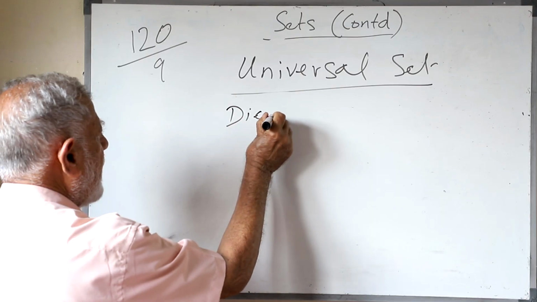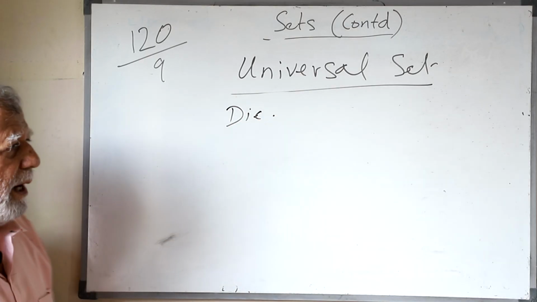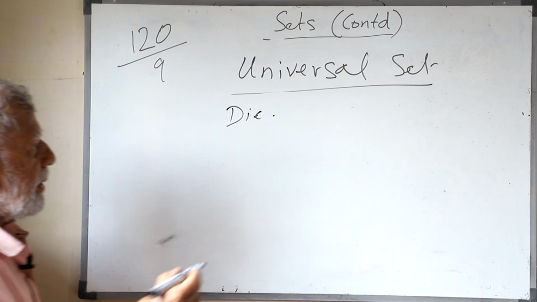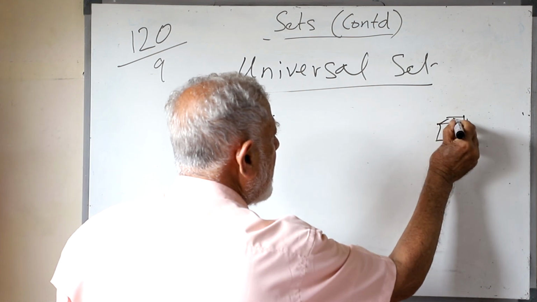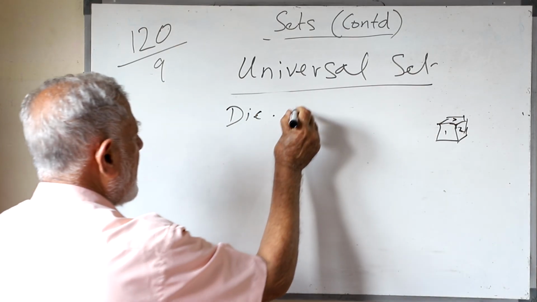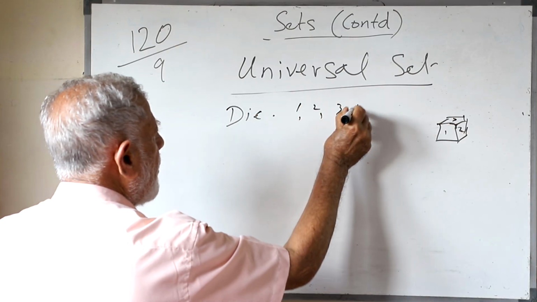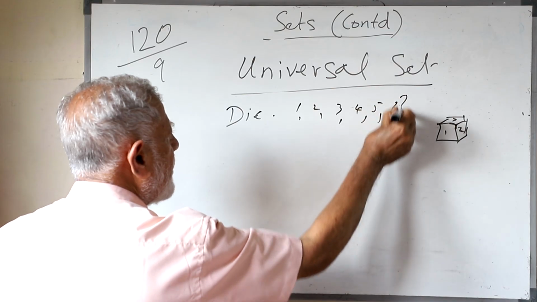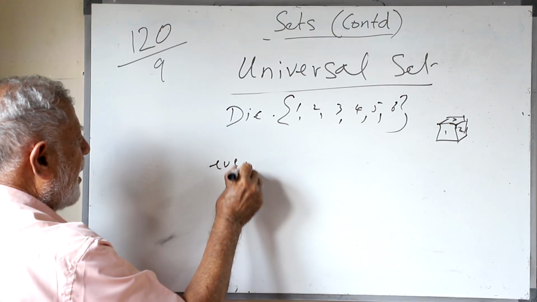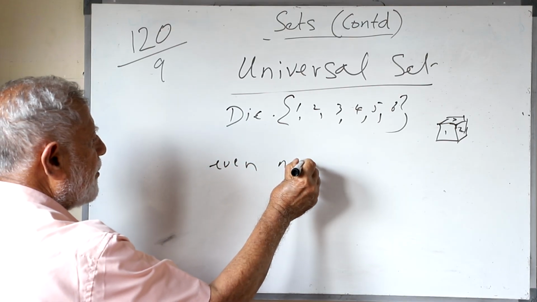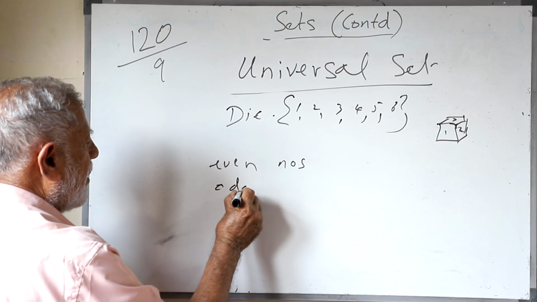A die, you know, is the game that we play, the six-sided cube, where each side is numbered like this. So it has 6 sides: 1, 2, 3, 4, 5, 6. If we take subsets of this, we'll say even numbers in a die, odd numbers in a die.